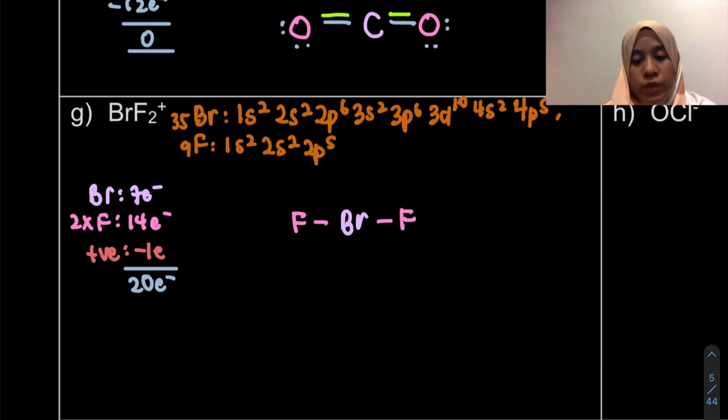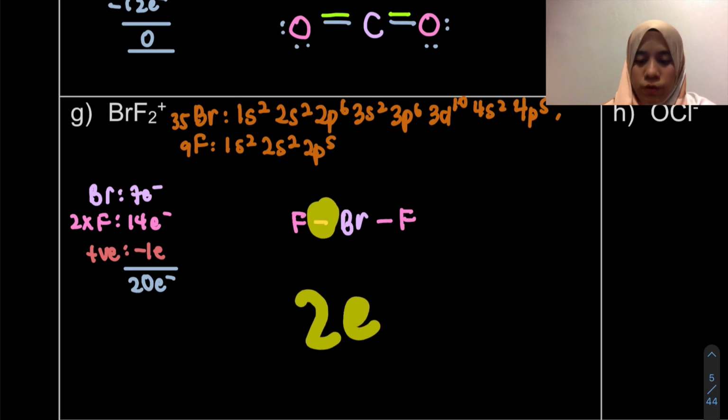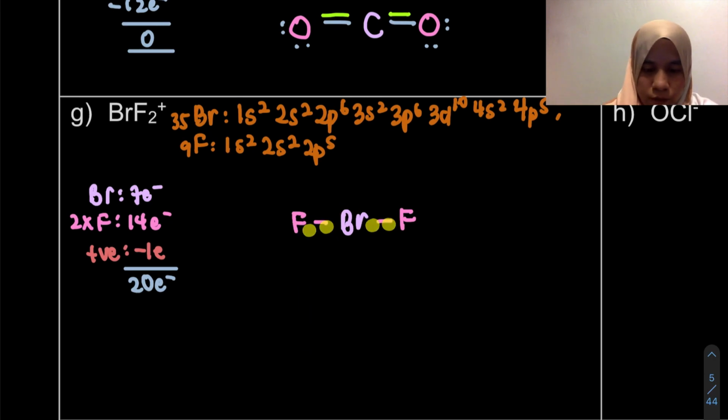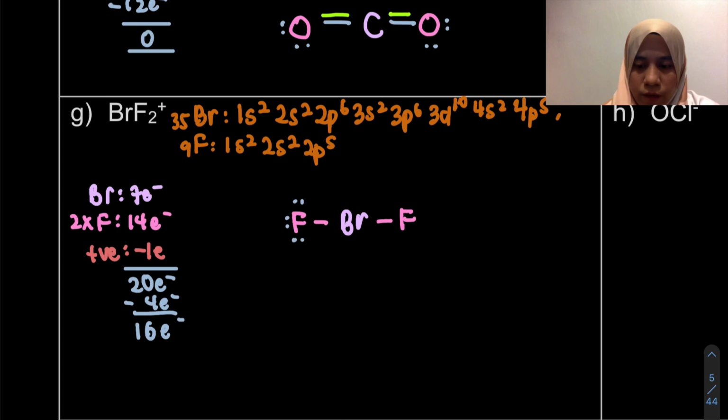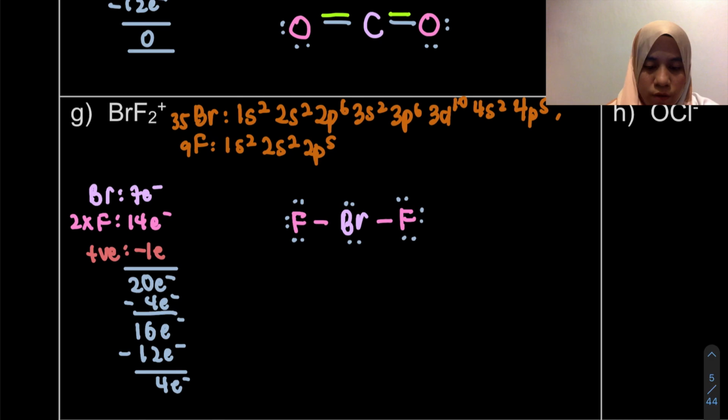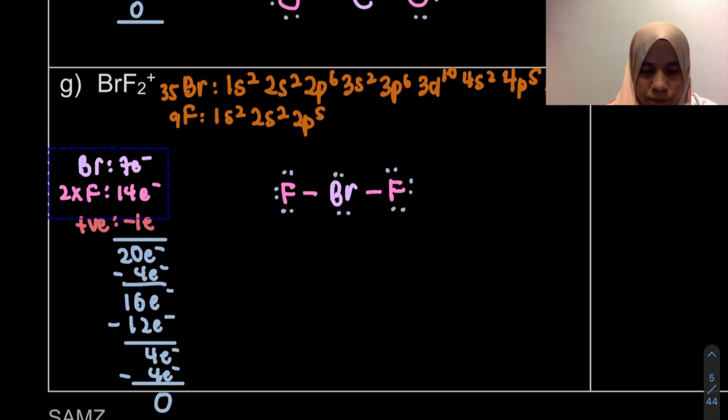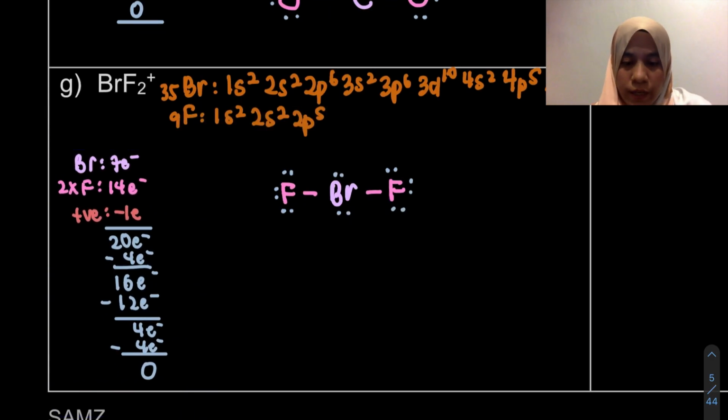Okay. 1 bond ada 2 elektron. 1, 2, 3, 4. Minuskan dengan 4. So, jadi 16 elektron. So, next. Cukupkan terminal dulu. 1, 2, 3, 4, 5, 6, 7, 8, 9, 10, 11, 12. Minus 12 electron. Then we have 4 more. So, kat mana nak letak? 1, 2, 3, 4. Minus 4. So, when we check, terminal atom octet, our central pun octet.